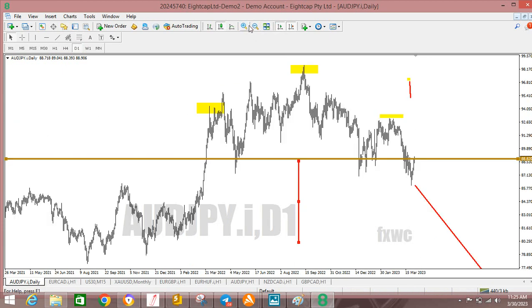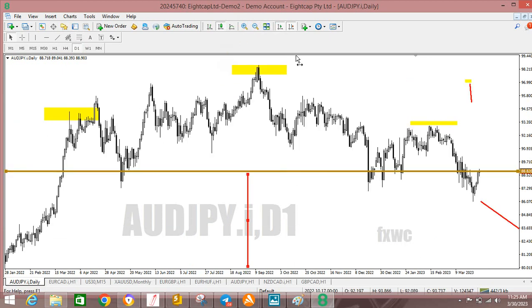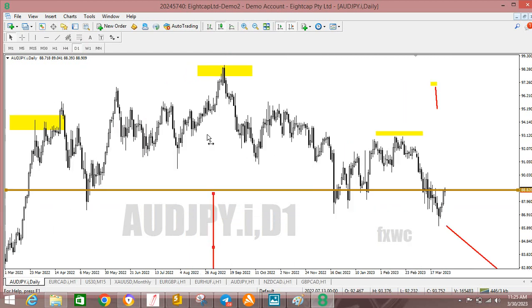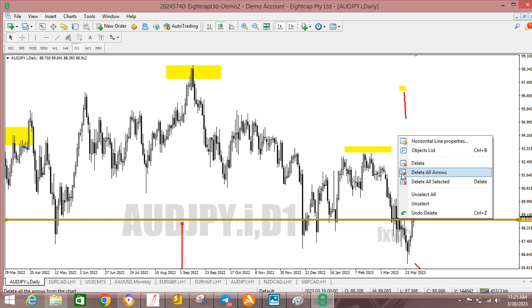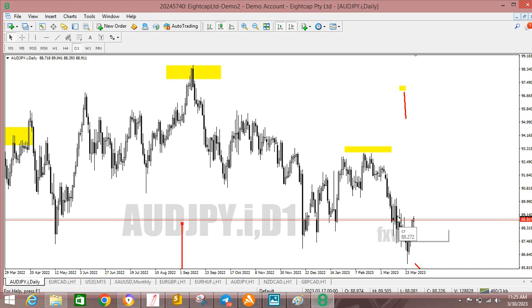So the daily time frame is just telling you what the weekly is telling you. So it has more entry points, a nice entry point here. You have a nice base candle. Let me just delete this horizontal line. You have a nice base candle here.